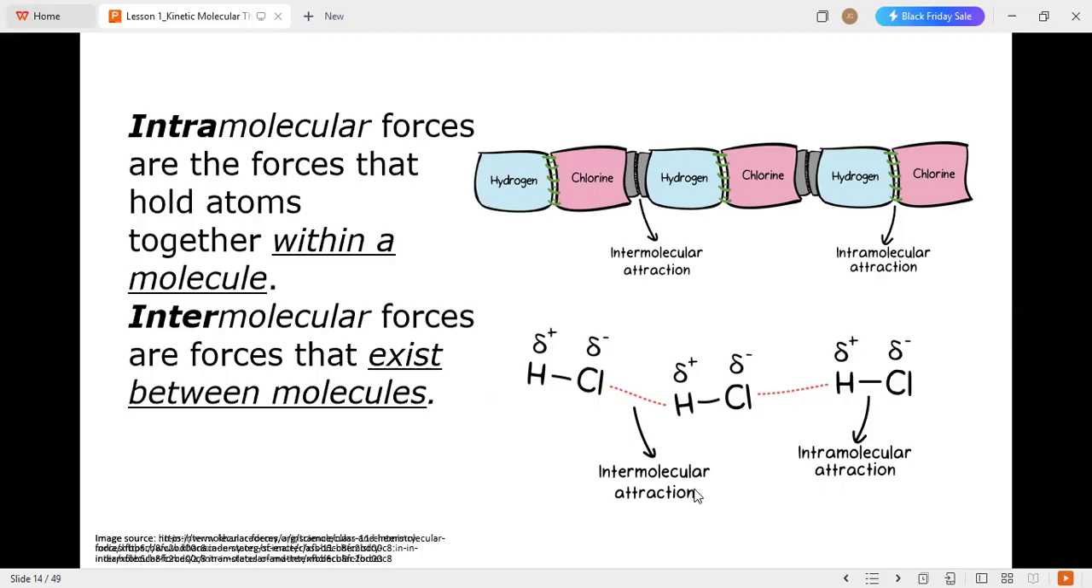So once it is within the molecule, you call it intramolecular attraction or bond. And once it is between two molecules, you call it an intermolecular attraction.